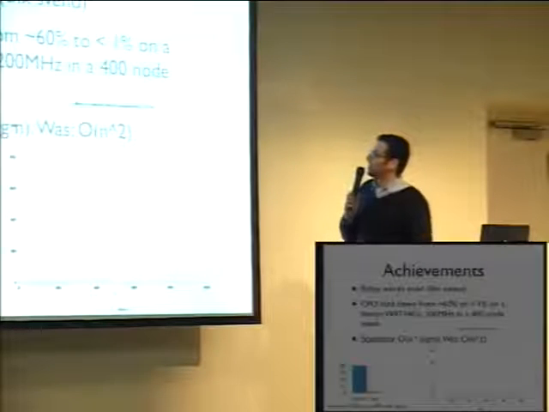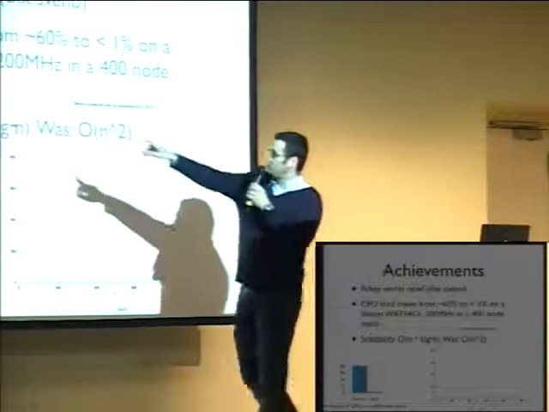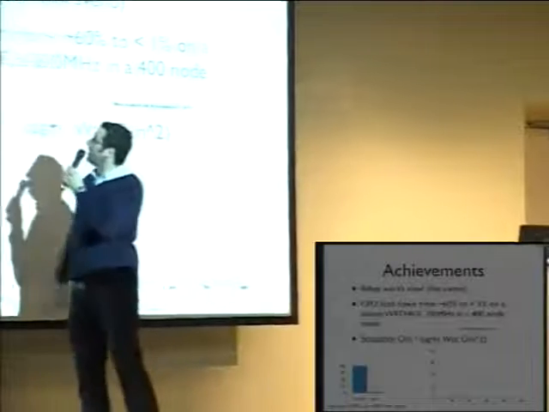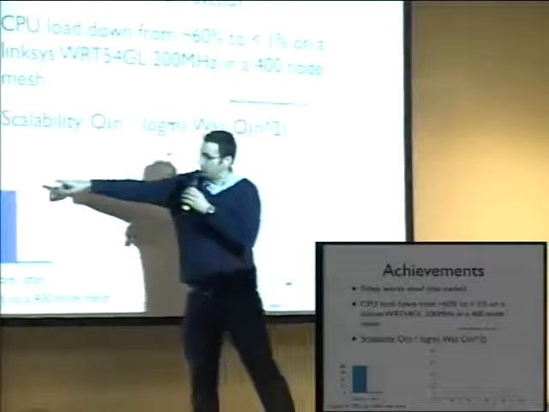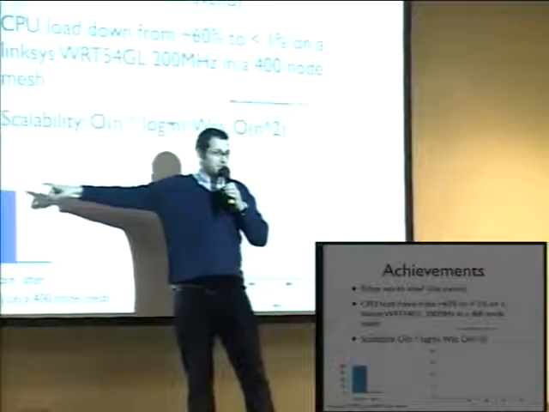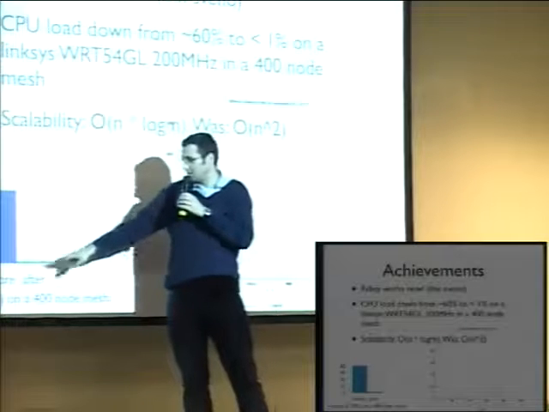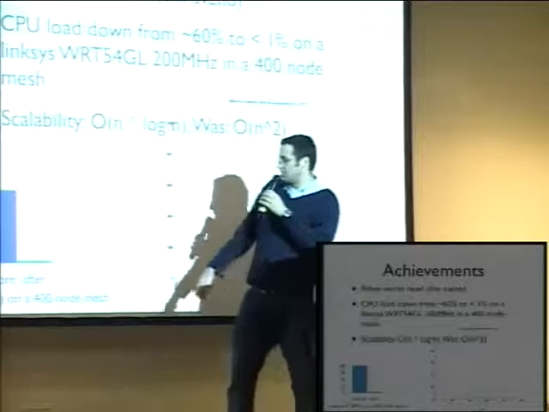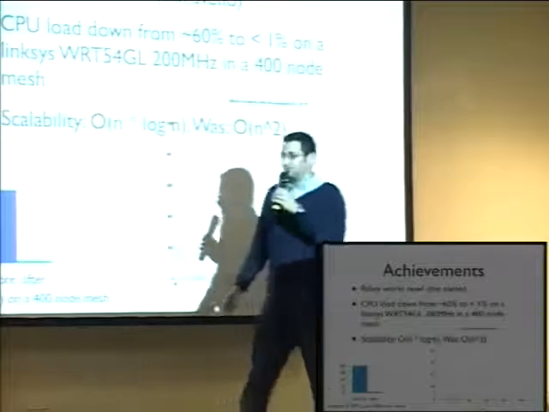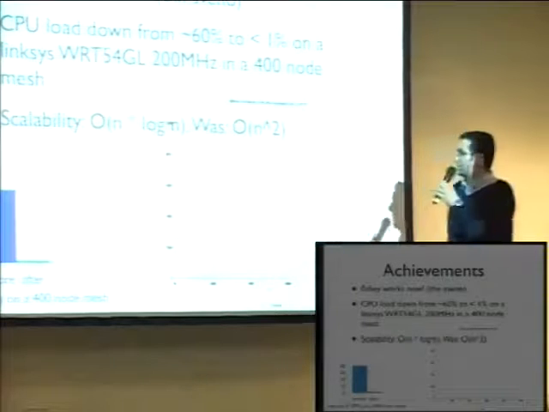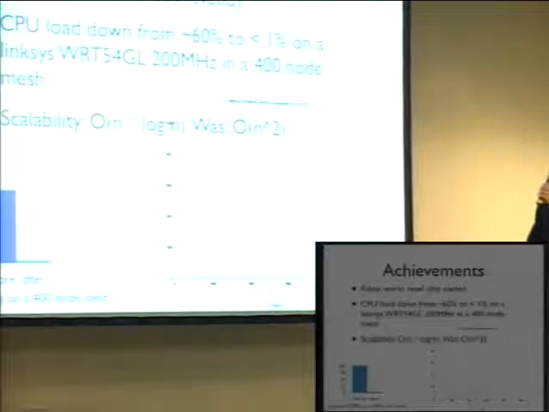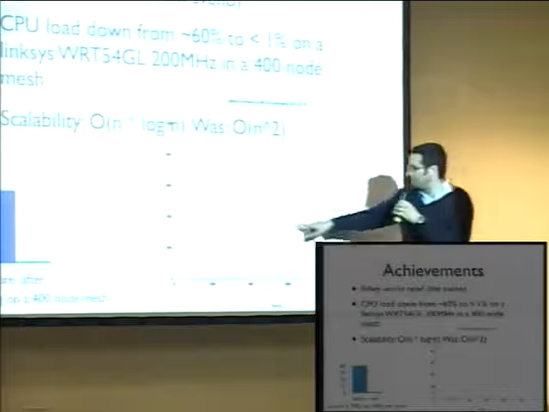Then the main issue was the CPU load was much too high. This was the CPU load before on the Funkfeuer network in Vienna with 400 nodes. It was around 60%. Now it's under 1%. Actually, I exaggerated that graph so that you can still see a green line.